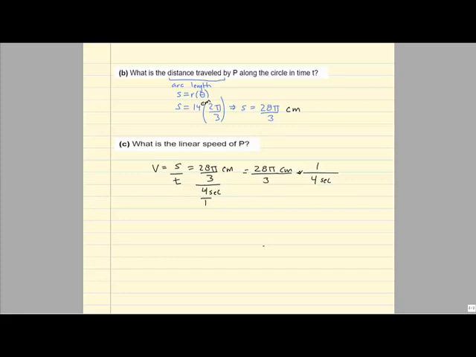If we cancel, it looks like 4 will go into 28. So 4 cancels into 28, 7, so I'm left with 7 pi. I have 7 pi centimeters per 3 seconds. So 7 pi over 3 centimeters per second.